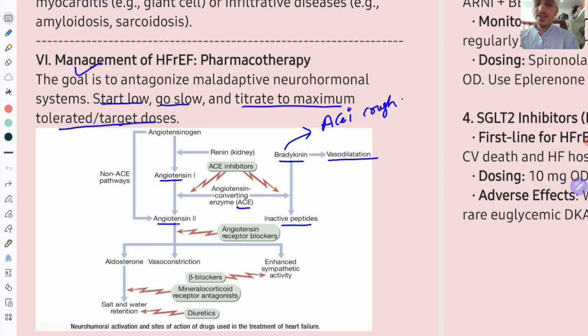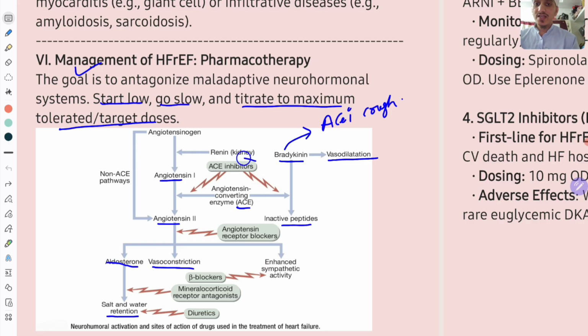So after that, angiotensin 2 activates the RAAS system, so aldosterone will be produced more, that causes salt and water retention, and angiotensin 2 will also cause vasoconstriction along with vasopressin. Okay, these two are the important things: angiotensin 2 and enhanced sympathetic activity. These two are the things which we are targeting. So everything is targeted.